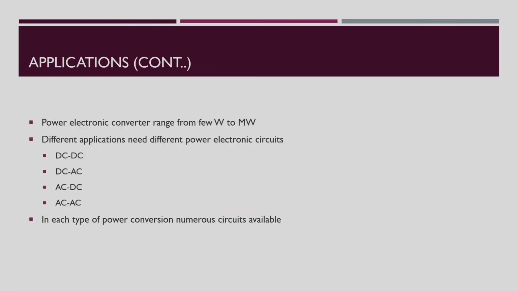So, what we see from here is that power electronic converters range from a few watts to megawatt levels. Now, different applications need different types of power electronic converters. They may be DC to DC, DC to AC, AC to DC, or direct AC to AC. In one type of power conversion also there may be multiple circuits which can be used for a particular application. Now, it is the job of the power electronics engineer to decide which power electronic circuit is most suitable for that particular application.